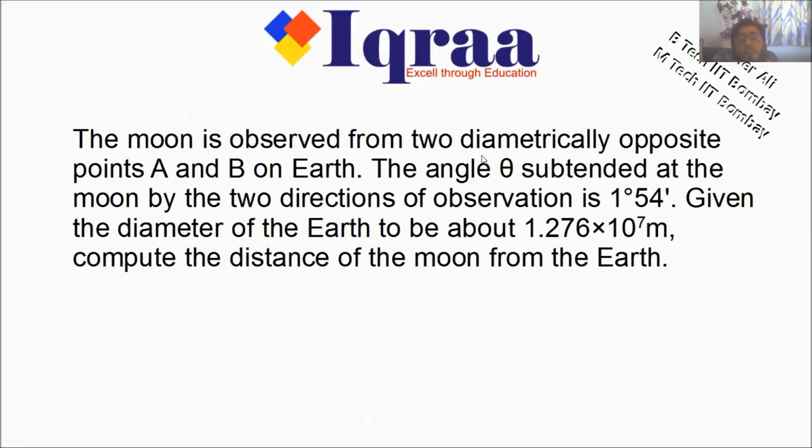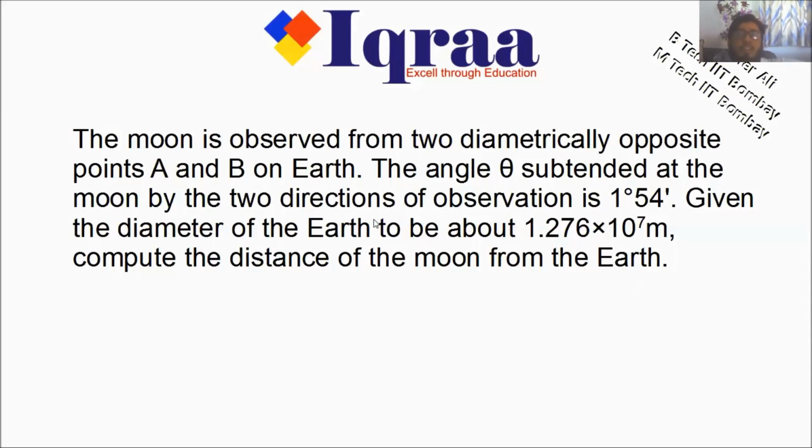The moon is observed from two diametrically opposite points A and B on Earth. The angle theta subtended at the moon by the two directions of observation is 1 degree 54 minutes. Given the diameter of the Earth to be 1.276 × 10⁷ meter, compute the distance of the moon from the Earth. Again, this question I have taken from your NCERT book.